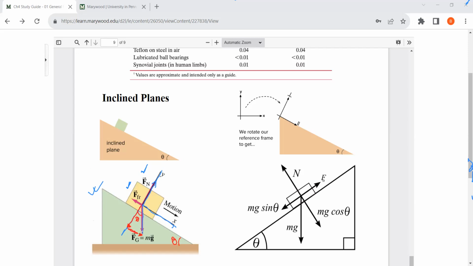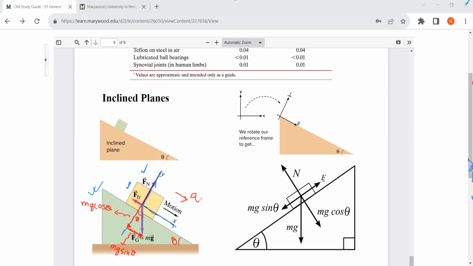Now this is opposite of theta. When something is opposite of theta, that is the sine function, so it will be mg sine theta. And this is adjacent, and adjacent means cosine, so it will be mg cosine theta. Once we break this, and we know that the acceleration, if there is acceleration, will be in this direction, we can write two equations, one for the x-axis and one for the y-axis. Then we can solve it.